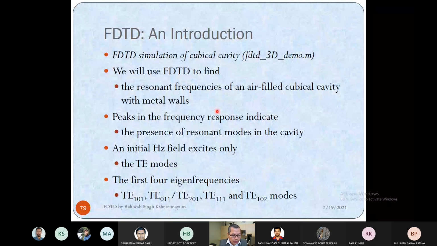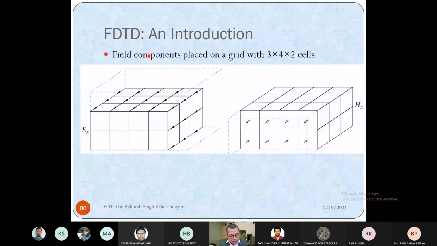Then in the frequency response, there are some peaks. It's basically for different modes of the cavity. So these are some of the possible modes: TE101, TE011, TE201. All these modes you can see after you do the FDTD simulation. So here one thing you need to worry about is discretization.